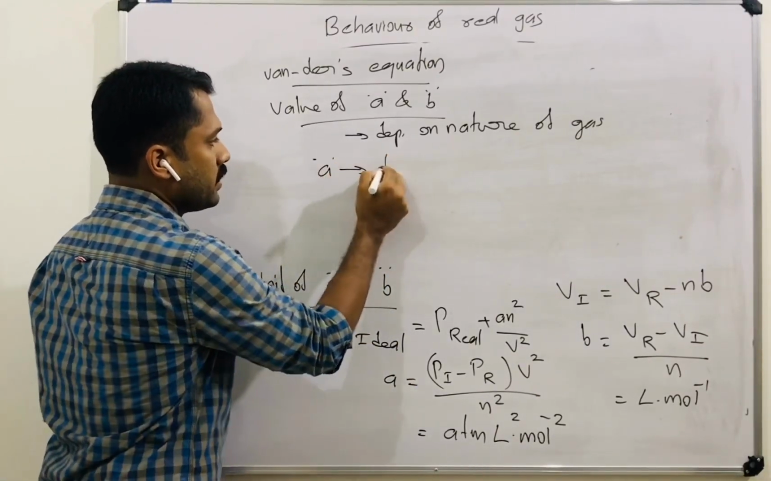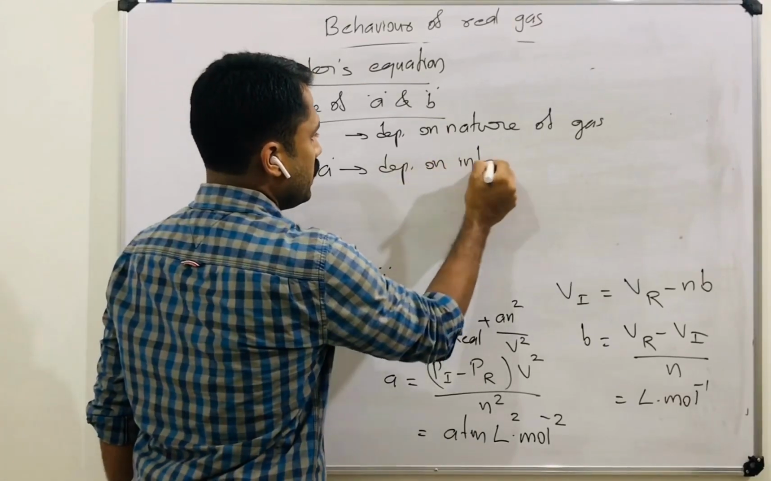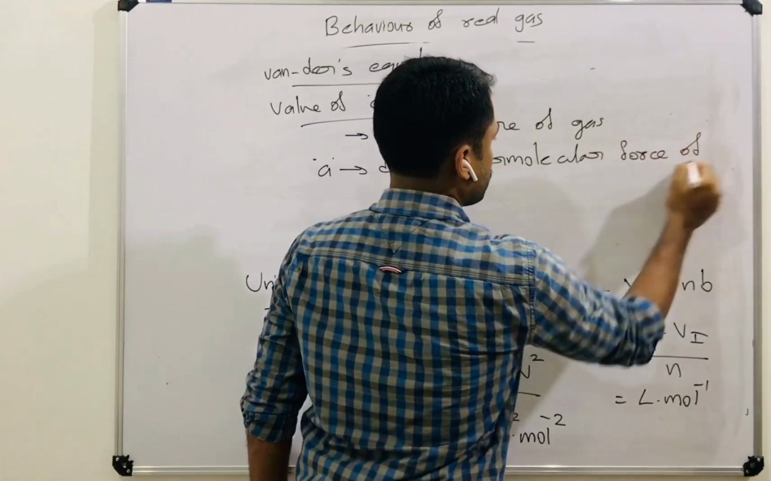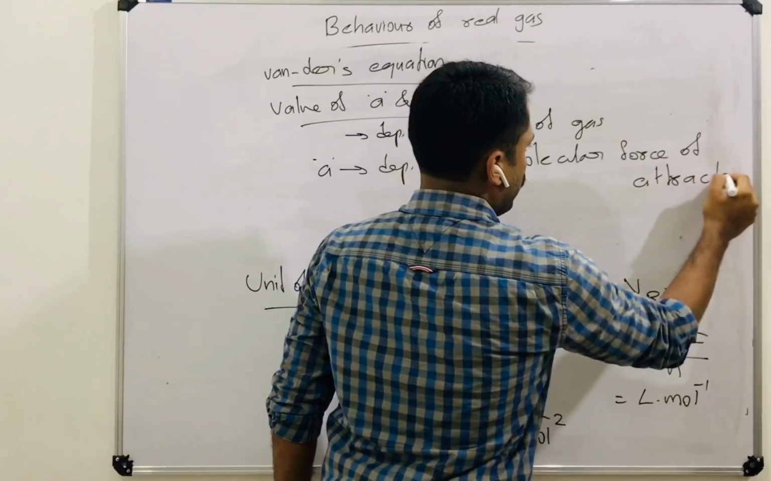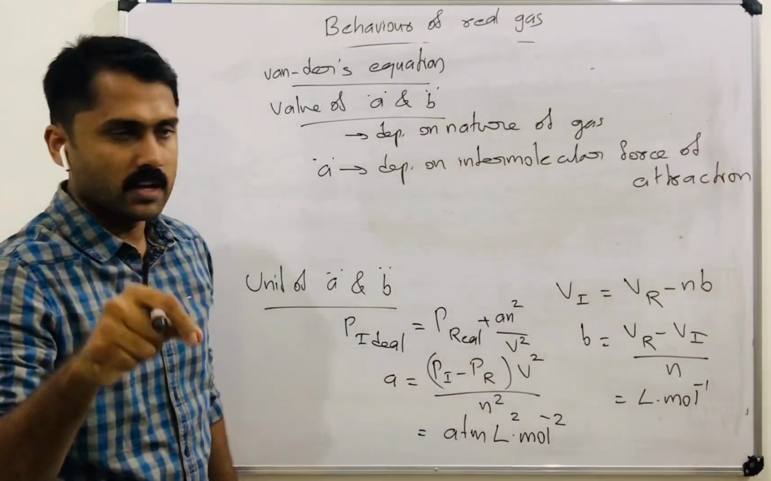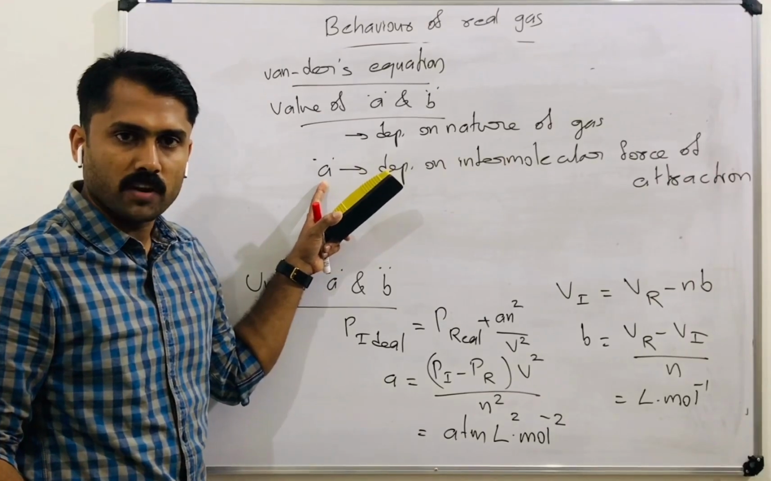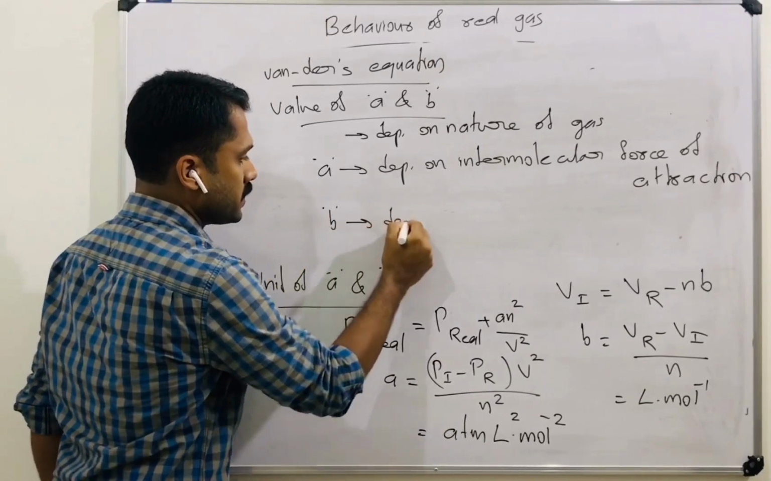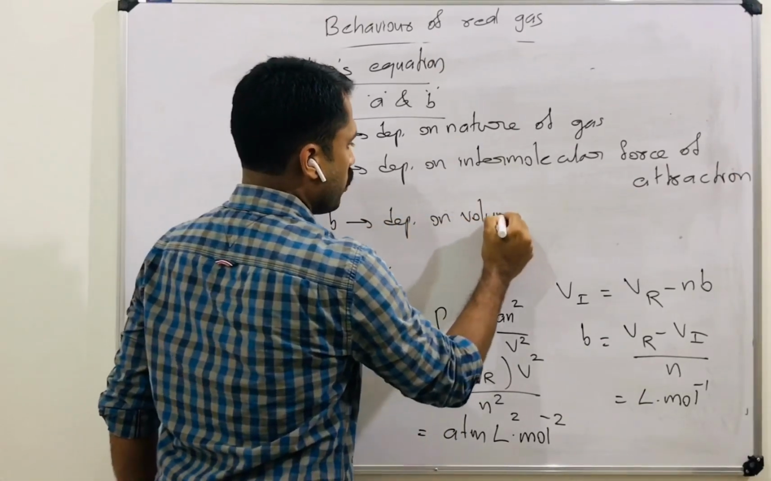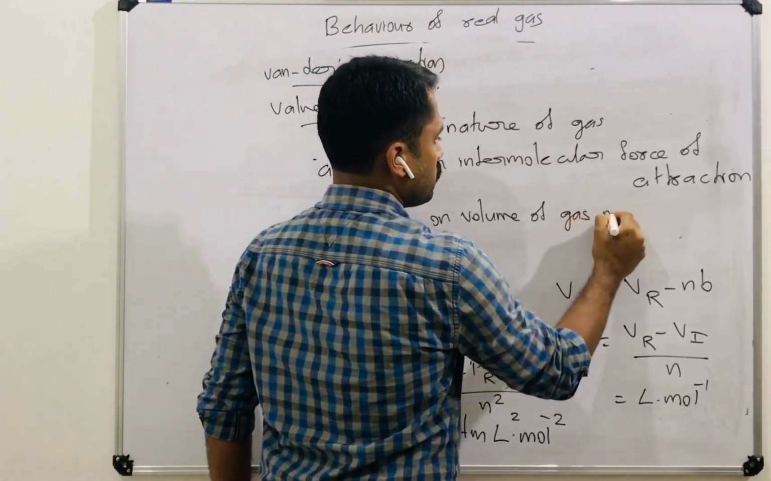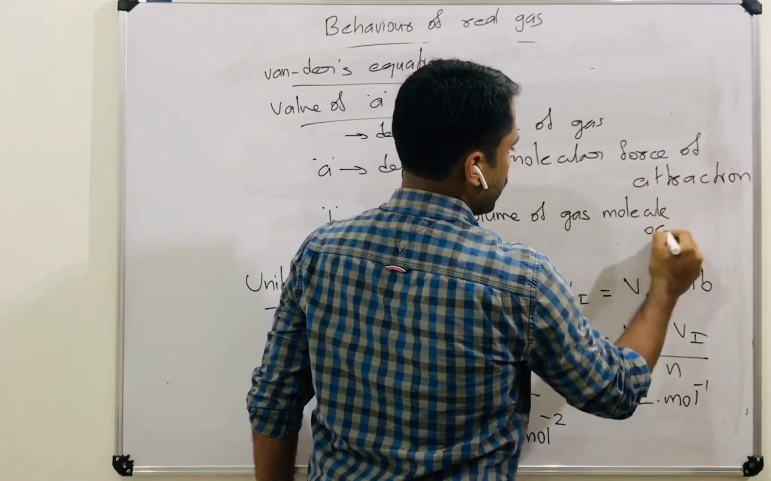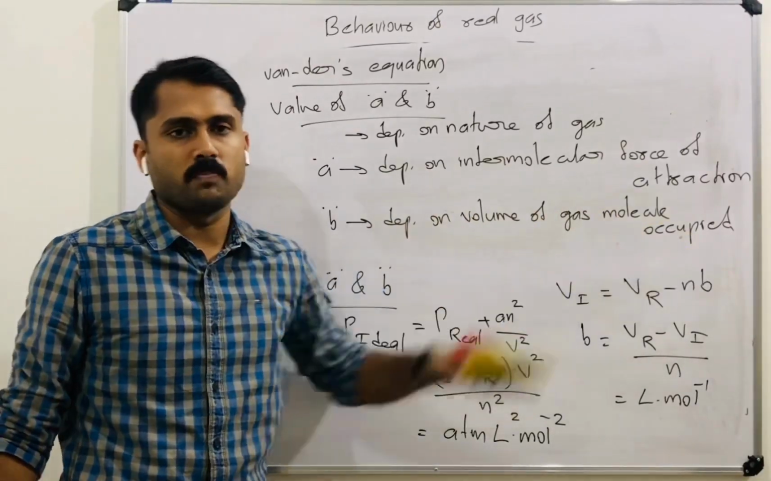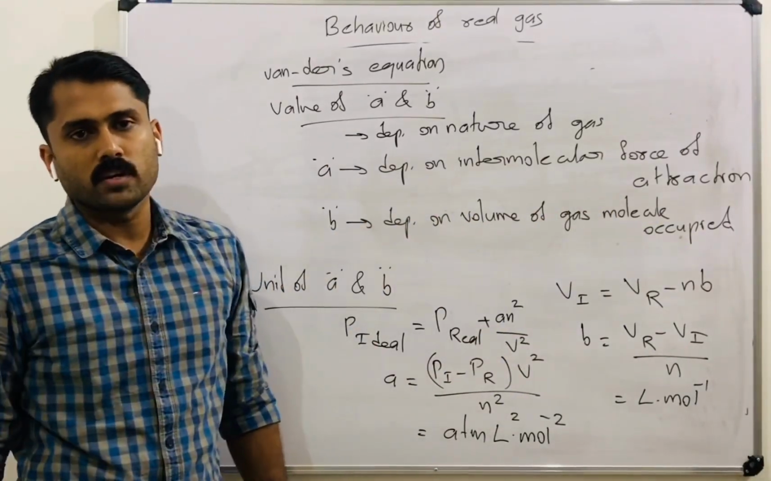Value of A depends on intermolecular force of attraction. We know the value of A and B depends on the nature of the gas. What in the nature does A depend on? That is intermolecular force of attraction. Similarly, B depends on the volume occupied by the gas molecules. These are the main points about the van der Waals equation.